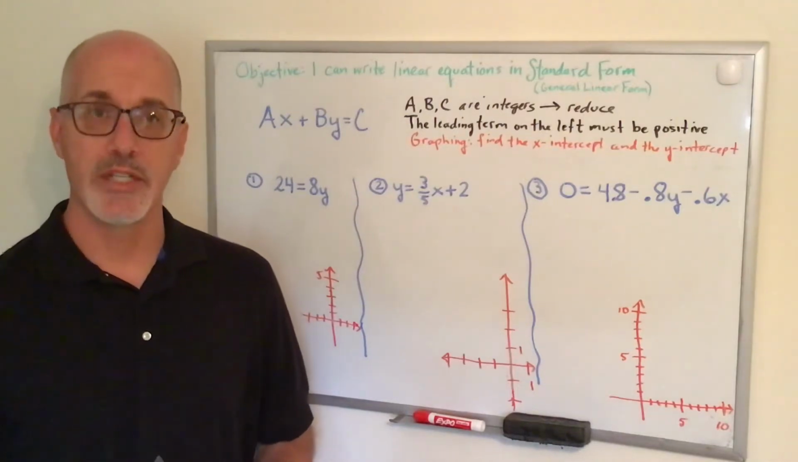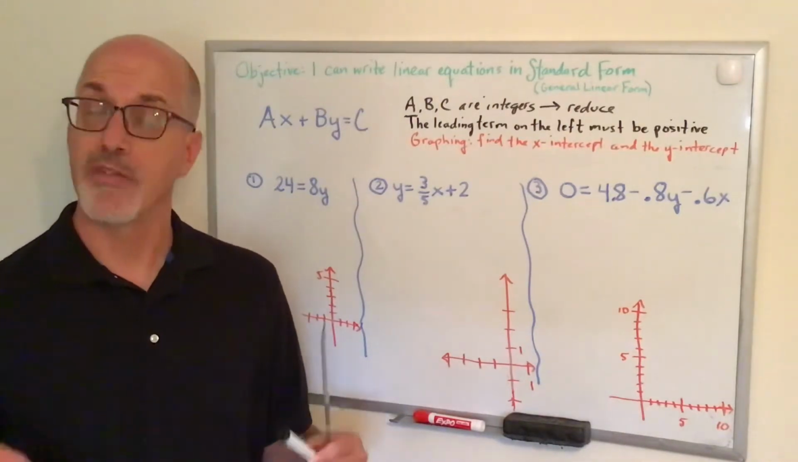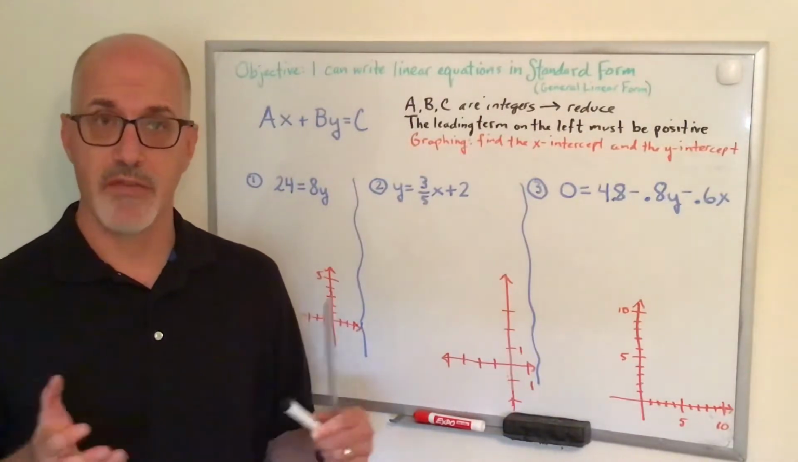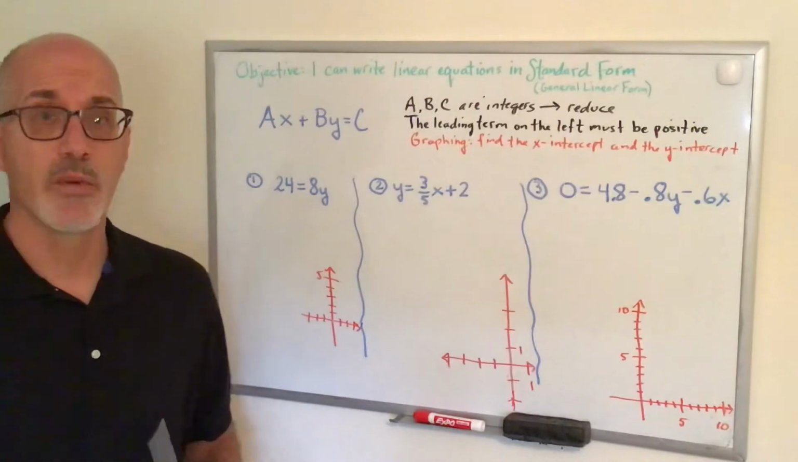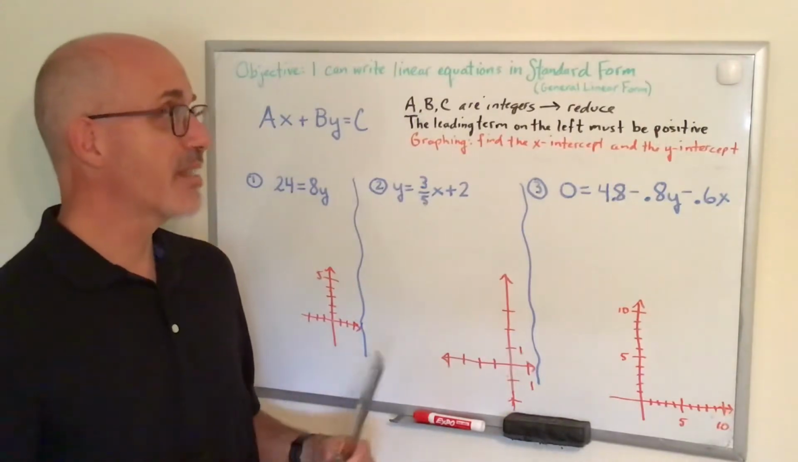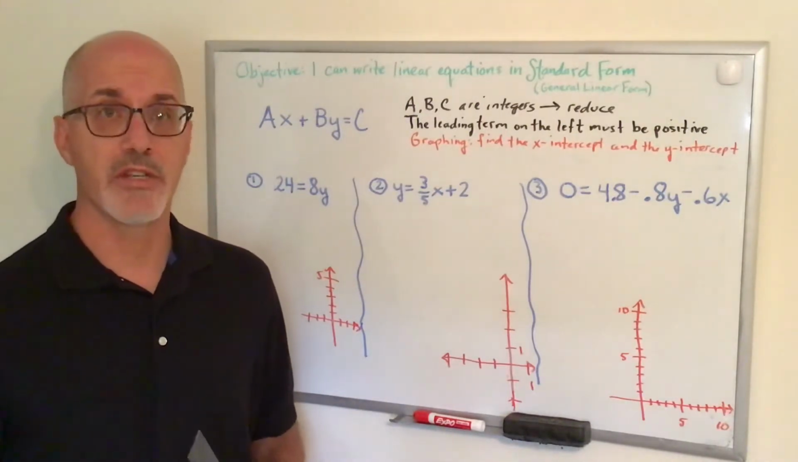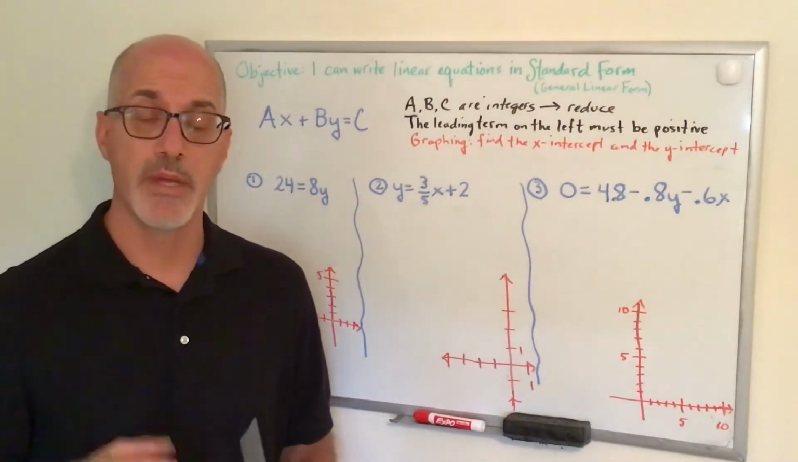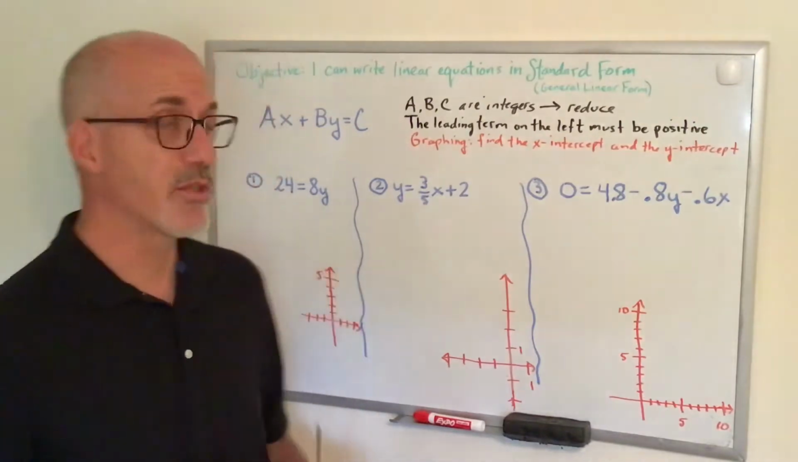When we work with equations, we have standard forms of how we look at those equations. With linear equations, we have several of them. Today we're going to look at what's called standard form. Sometimes it's referred to as general linear form. So our objective is: I can write linear equations in standard form, and we'll add in graphing with them too.